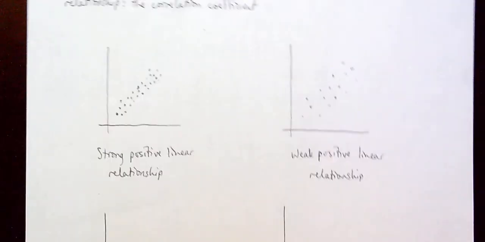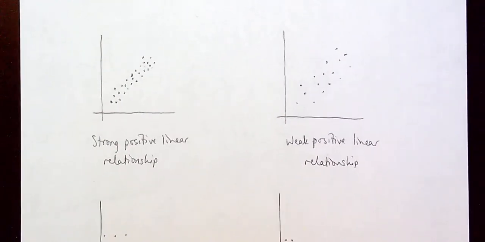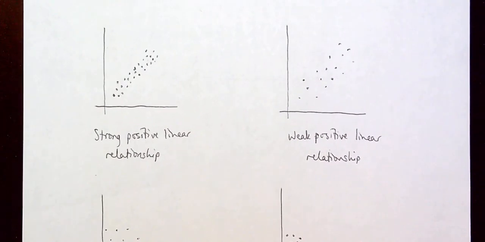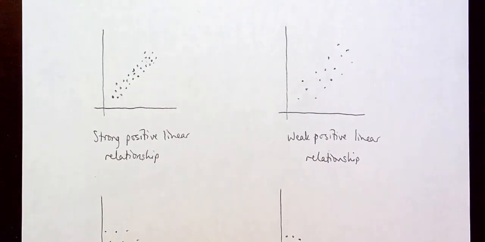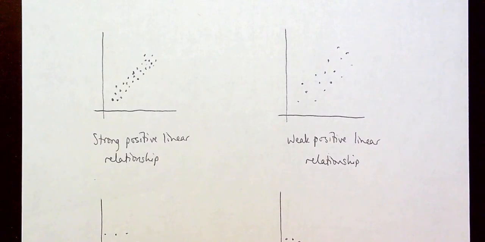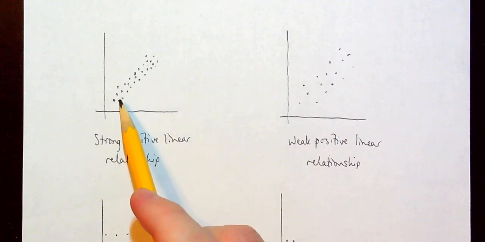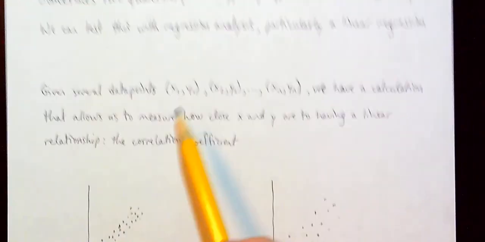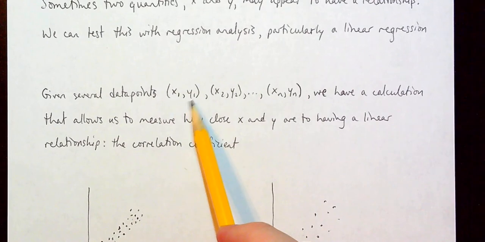So here are just some sketches of some of the cases we could have. The first two here are examples where the data points exhibit a strong or just some kind of positive linear relationship. Each of these dots here shows us a data point.